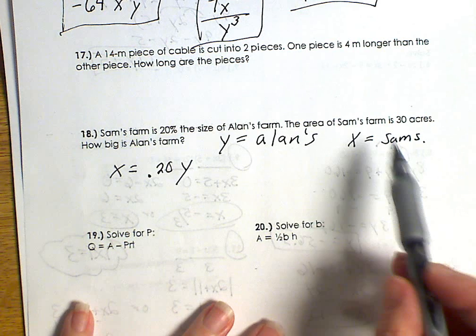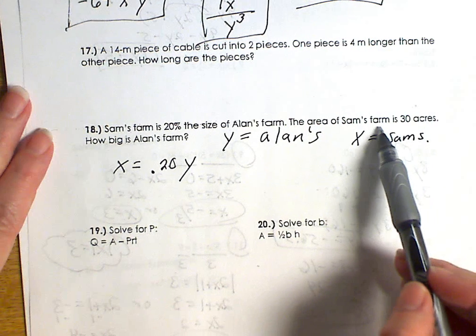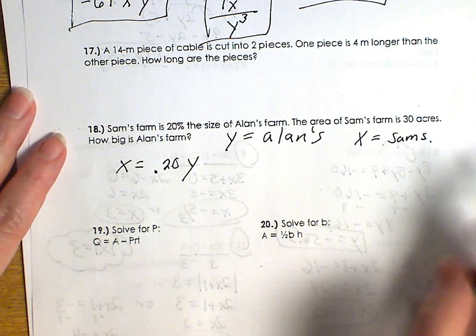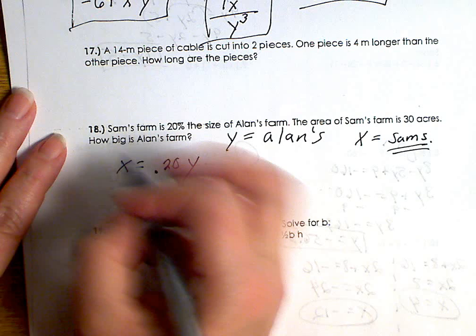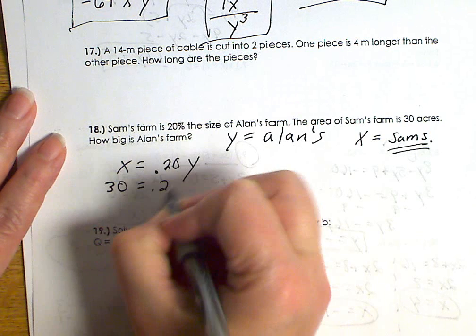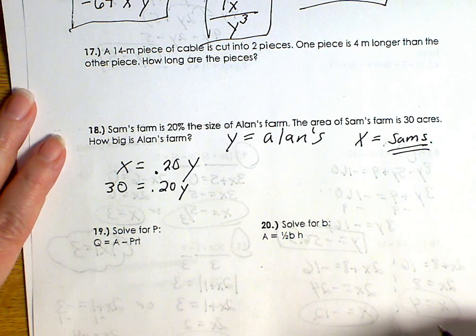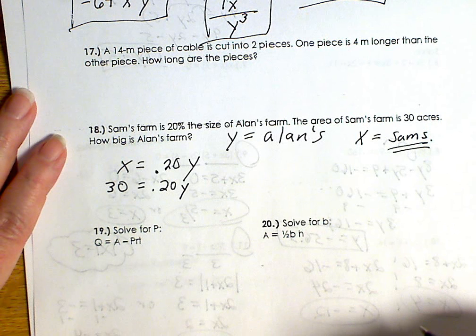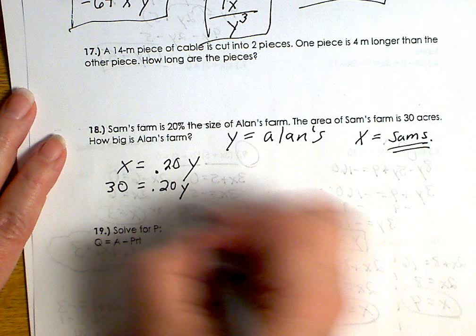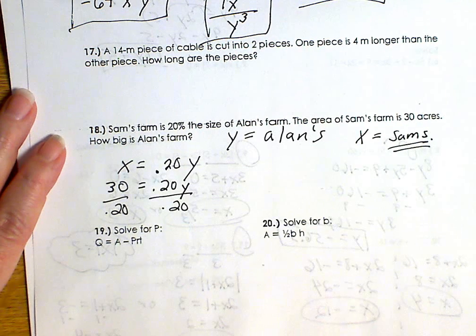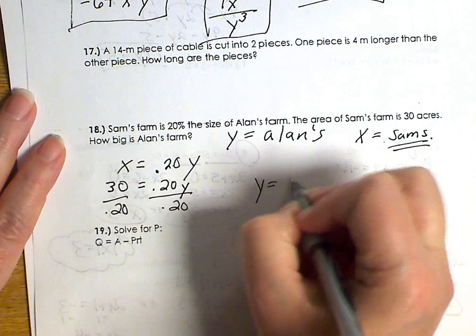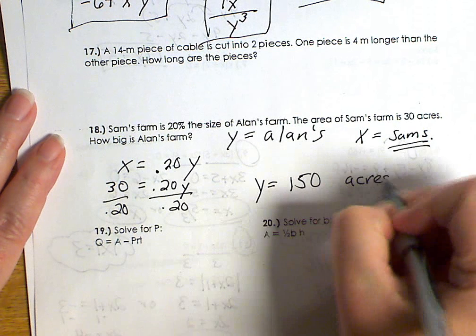So now it says that Sam's farm is 30 acres. So Sam's is X, so I'm going to put 30 in here. All right, then divide by 0.2. So you have 30 divided by 0.2, which is 150 acres. Yeah, that's what I got the last time. That's good.